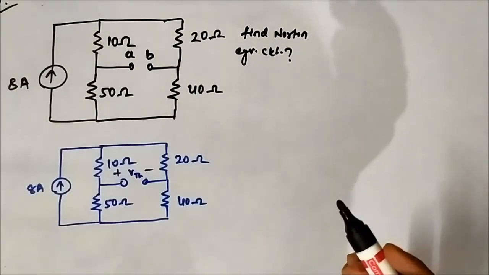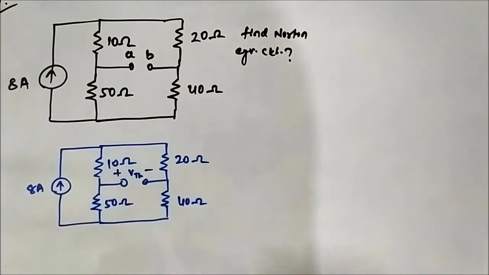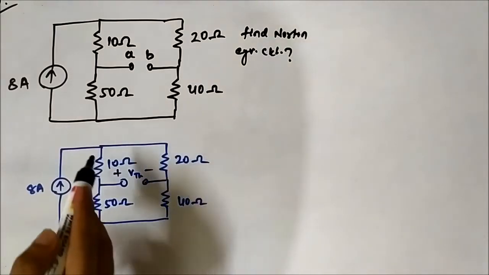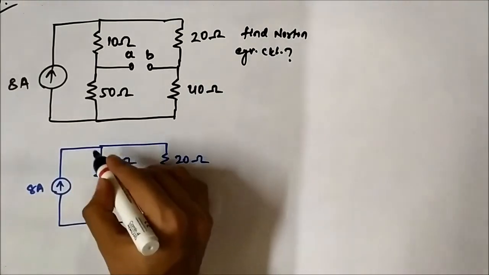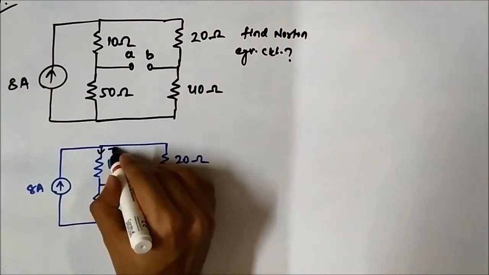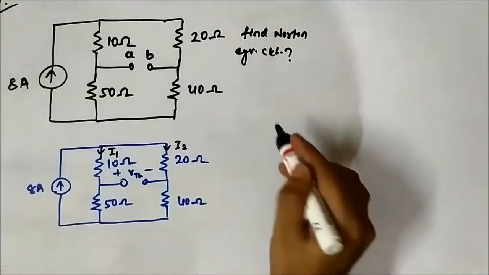Okay, so you see, these resistors are connected in parallel form. So current will divide from this node. So we can apply the current division rule to find the currents. Let's say I1 and I2.